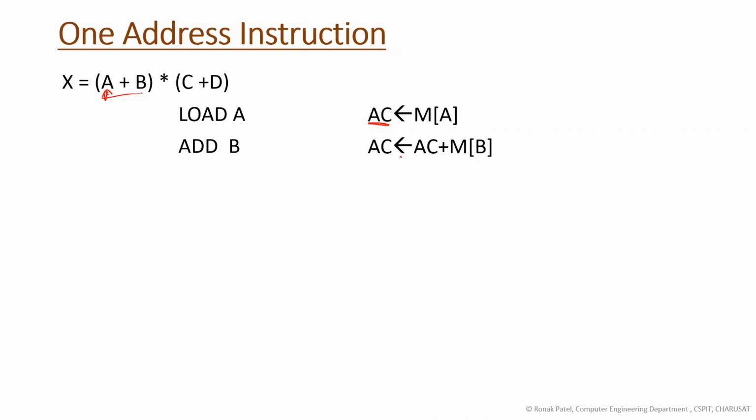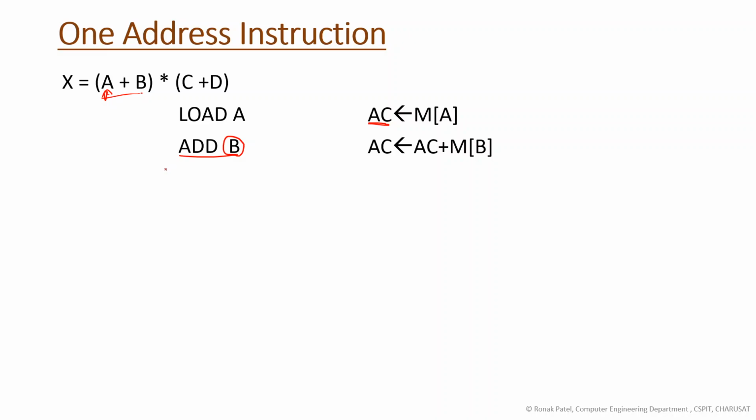You need not specify this. So what you are specifying? We are specifying the second source. From B you need to get the second operand. First operand is in accumulator and the destination is also accumulator. So you can see here we just need to write add B. In the previous case we were specifying two addresses. Here only one address.